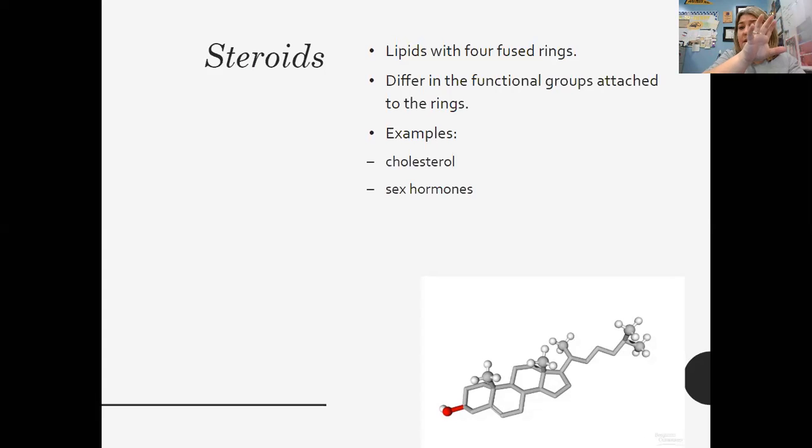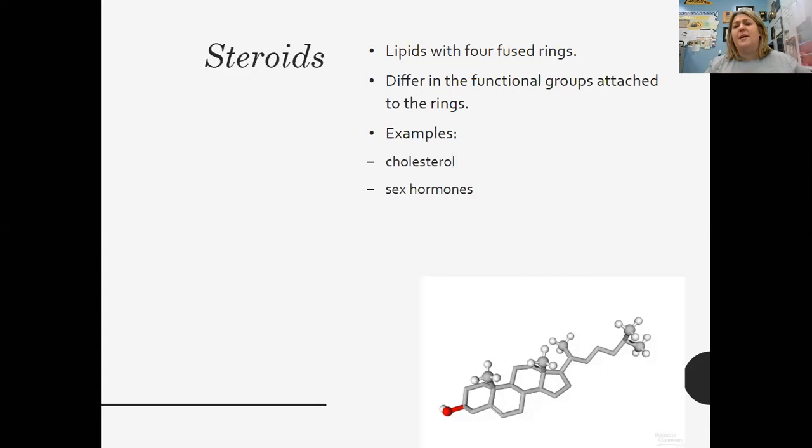A good example of a steroid that I showed you a couple of lectures back was the lions, the female and the male lion. There was a difference in the functional groups that were attached to the rings, and so it created a different sex hormone. Sex hormones are steroids. Cholesterol is a steroid, and it's very important. We think cholesterol is bad, but we have good cholesterol and we have bad cholesterol. We want to keep our bad cholesterol low, but our good cholesterol high, because cholesterol is very important to our cells.